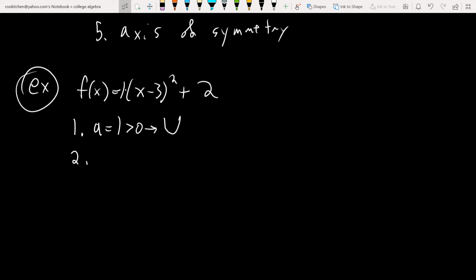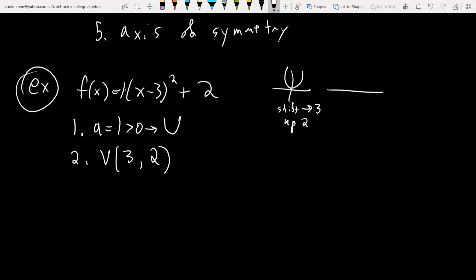Secondly, the vertex, I can just read that off. It's (3, 2). And again, if you think in terms of shifting, it's going to take our quadratic y equals x squared and shift this direction, right by 3, and then it's going to go up 2. And that gives you basically the location of the vertex. So I go 1, 2, 3, and then up 2, and that point is (3, 2). So that's one way to remember it. Or you just take the opposite sign of the first guy and keep the same sign of the second.